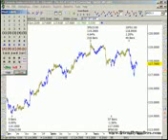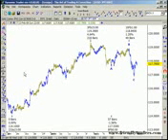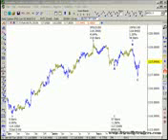We even have a potential A, B, C corrective decline complete. So what does this basic information tell us? It tells us that the trend direction of the higher degree time frame should be bullish.